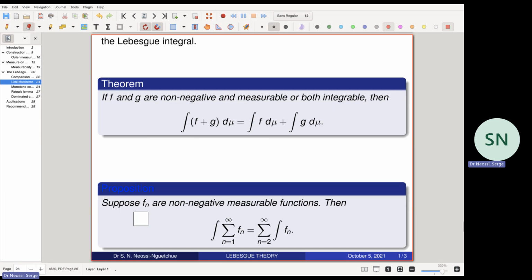Proposition. Suppose that fn is a sequence of non-negative measurable functions. Then we can interchange an infinite sum with the integral. So the integral of a series is equal to the series of the integrals. In other words, we are interchanging the sum with the integral.